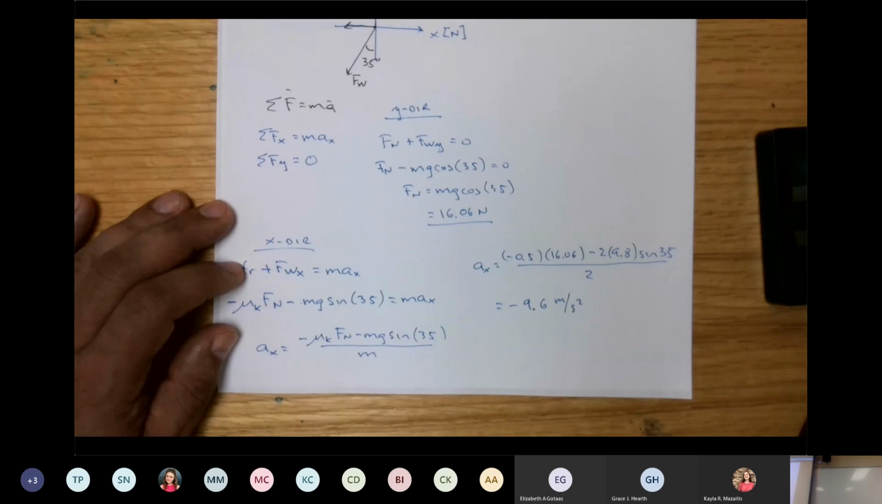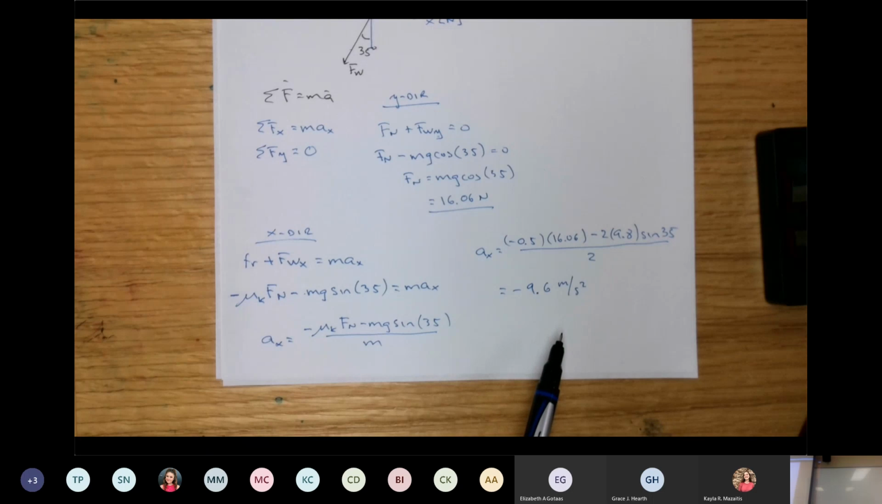Did anyone get this negative 9.6? Kaylee, you got it? Yeah, I divided by weight instead of mass. Okay. You got it? Lexi? Yeah, I got it. Next to Alexis, your name is? Eleanor. Okay, you got it? And on the chat, everybody got the negative 9.6? Hallie, you got it? Okay. I don't know if people are even listening on the chat. I think they're sleeping.